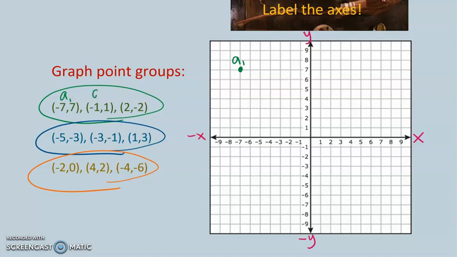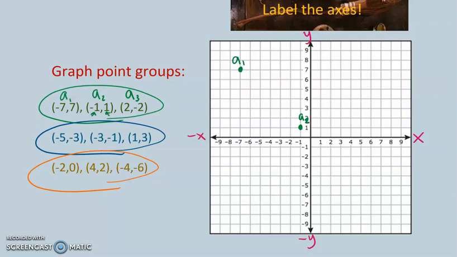So if that one's A sub 1, then this next one will be A sub 2, and then that third one will be A sub 3. So for A sub 2, it's telling me that I'm going to go to the left one and then up one. So I'm going to go to the left one and then up one, draw my dot, label it A sub 2, and that point is good to go.